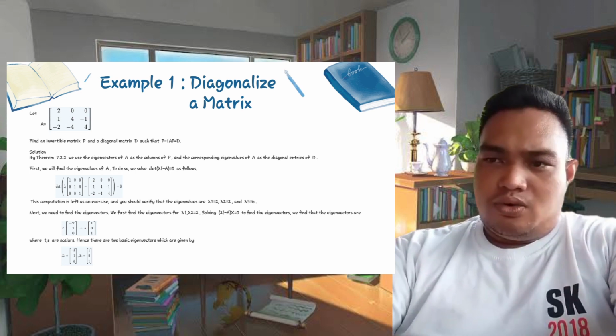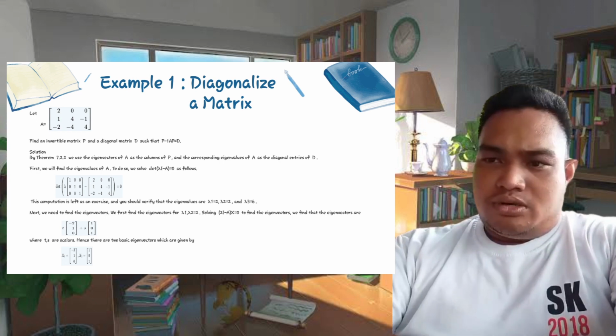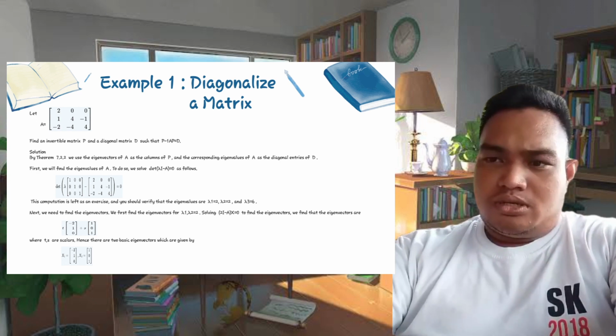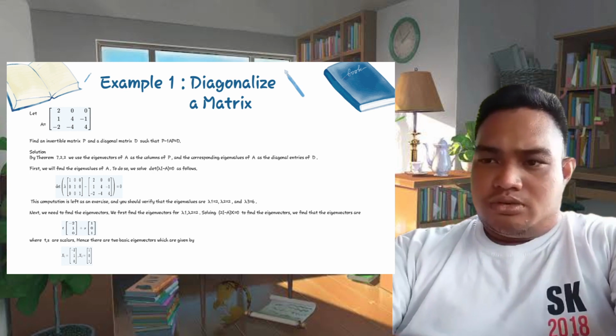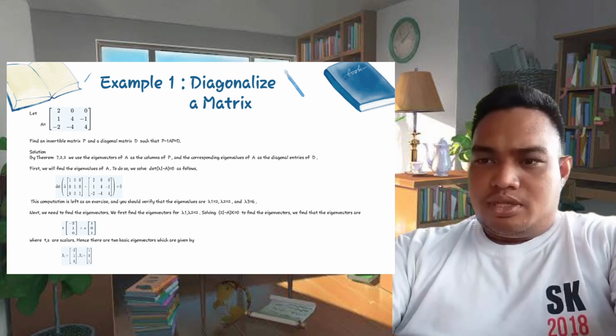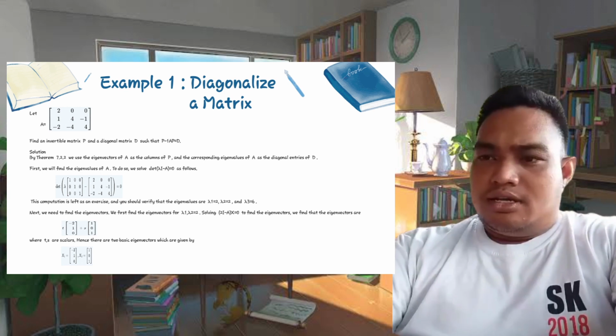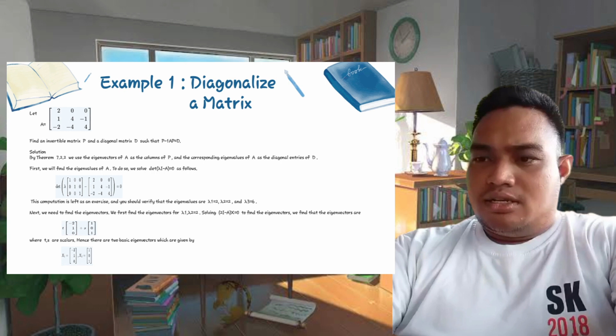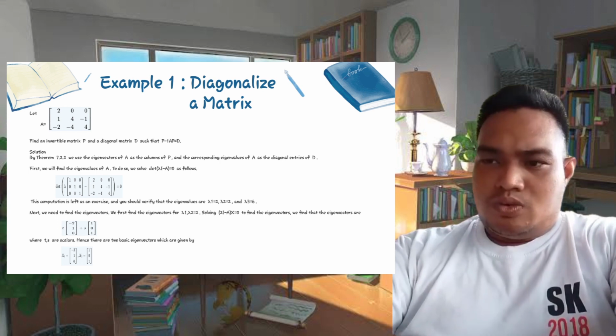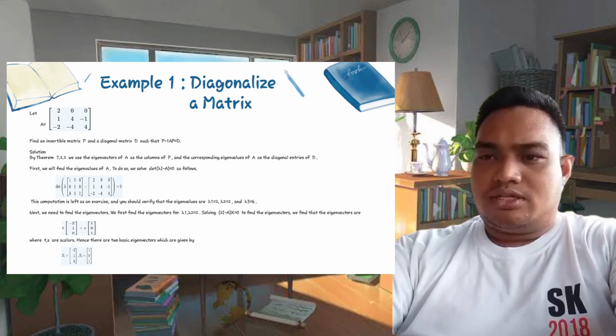These are the samples: det, column 1, 0, 0, next column 0, 1, 0, third column 0, 0, 1. The computation is left as an exercise and you should verify that the eigenvalues are λ1 equals 2, λ2 equals 2, and λ3 equals 6.